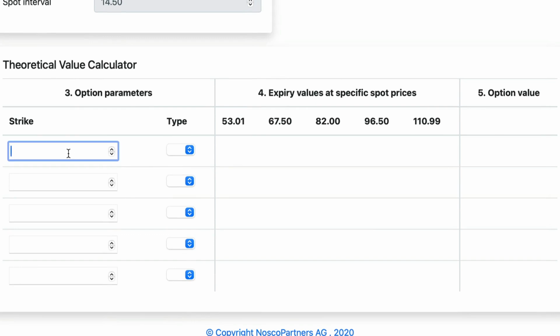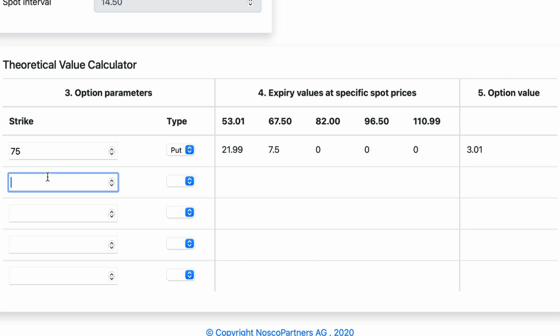Say I want a 75 strike, the 75 strike put we had first. What is the value? 3, actually 3.01, right? If I want the same with the call, 9.84, exactly our value. It's nothing more than a calculator.